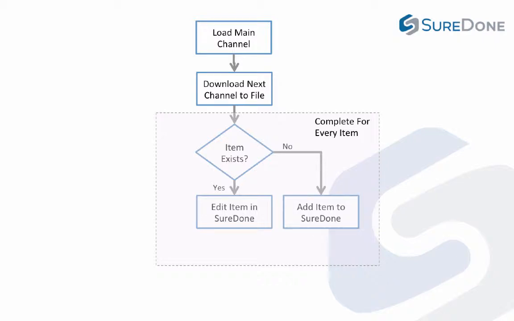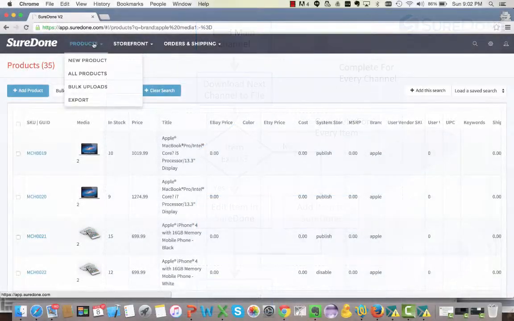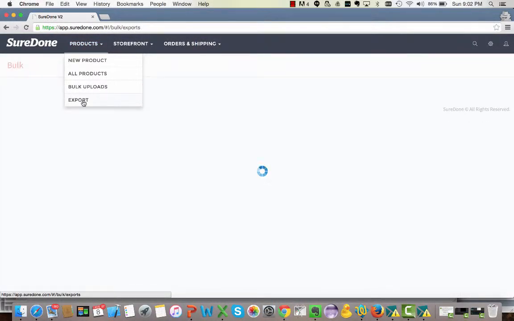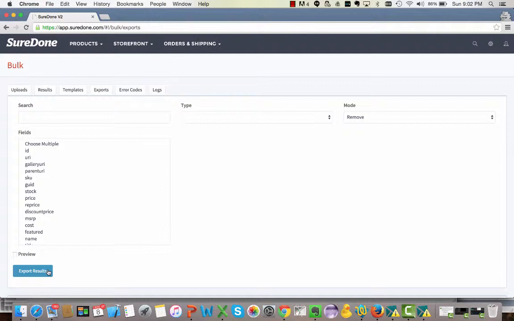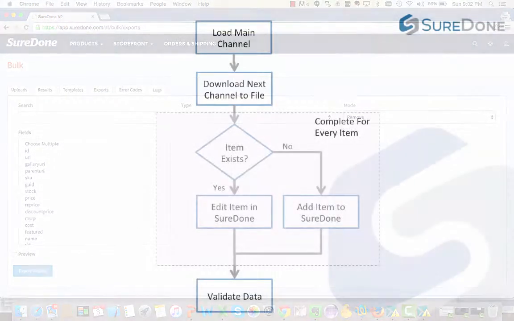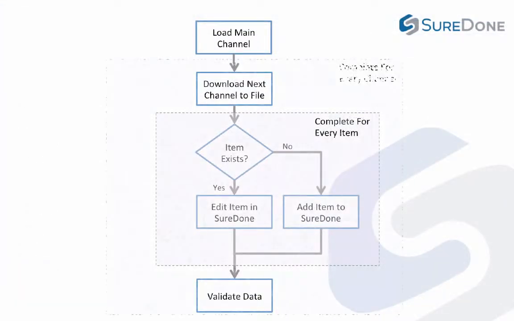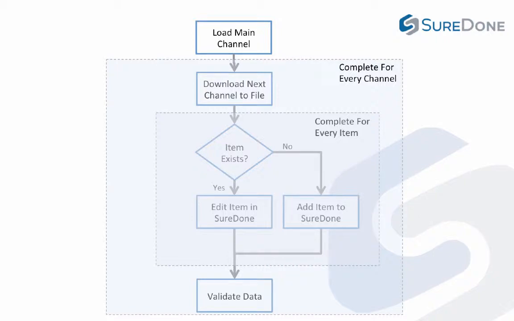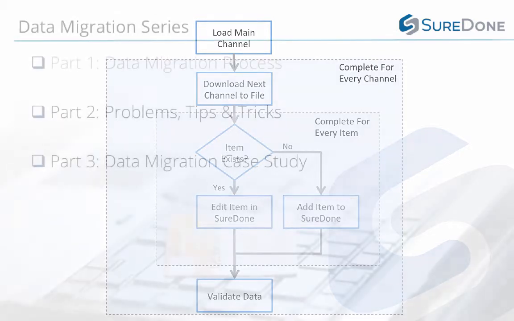Finally, when all is done, we need to verify the uploaded data. Pull a report from your seller account on the channel and compare that with the list of products pulled from SureDone to ensure that the migration was successful. If you have multiple channels, you will need to repeat this process once for each channel. However, note that the number of existing products on the platform to check against will increase with each new channel included.